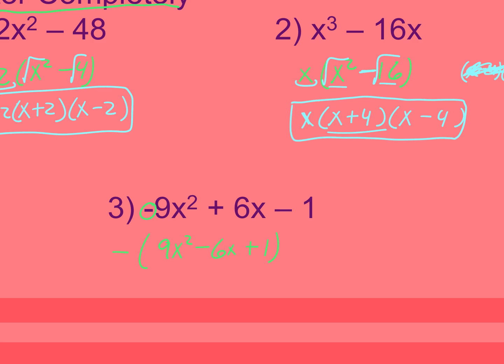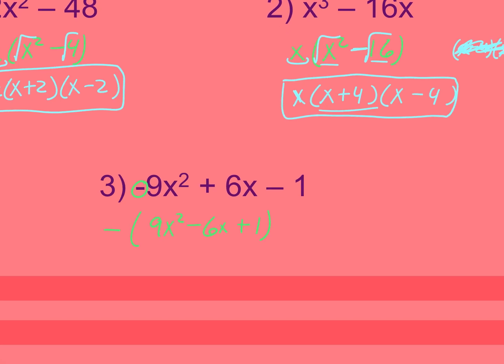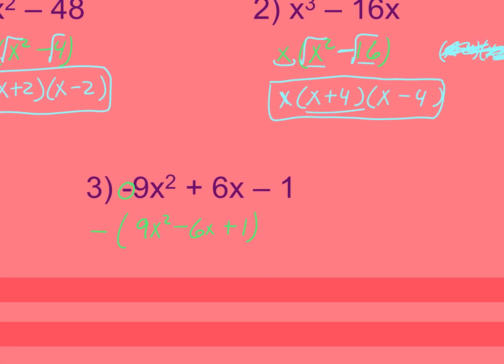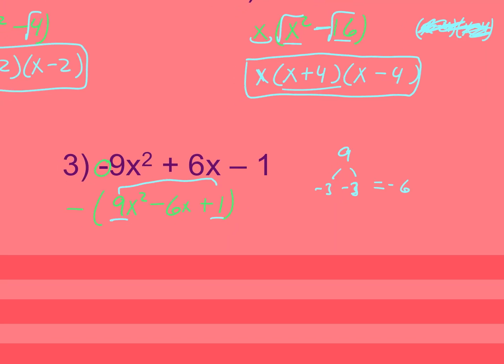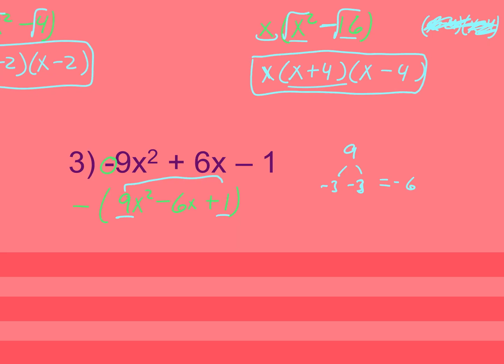Now, if you look on the inside, is there anything special about it? A lot of people wouldn't recognize it, and they would just jump straight to the traditional factoring, the 9 and the plus 1. And they would do 9 times 1, which is 9. Factors of 9 that add to negative 6. It's going to be negative 3 and negative 3. But when they're the exact same thing, you maybe want to check that something special is happening there.